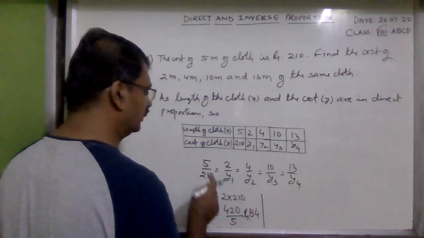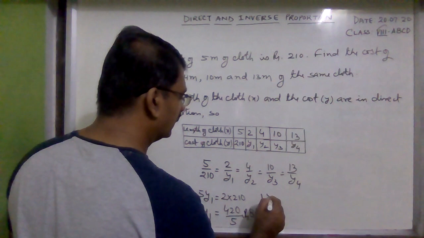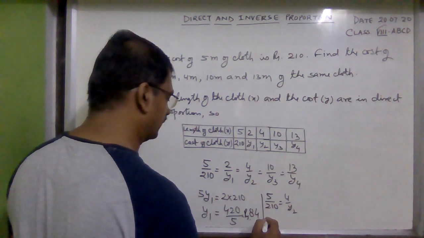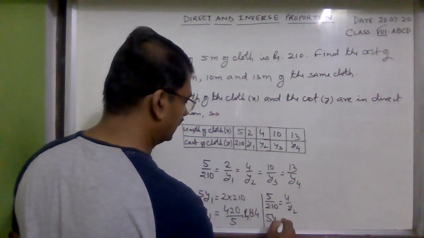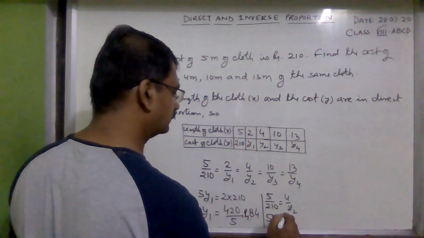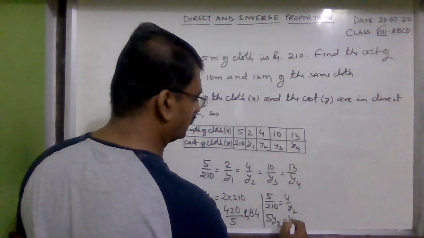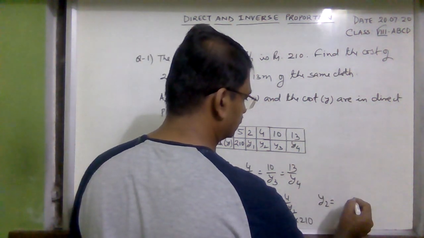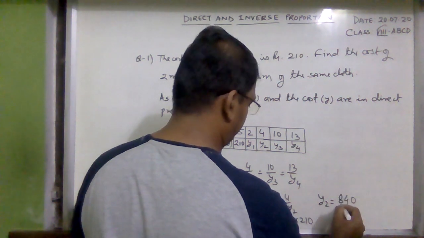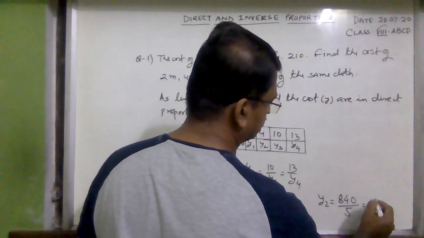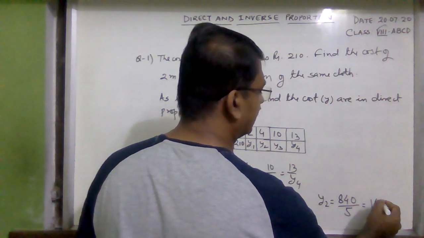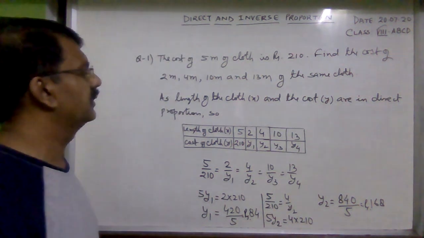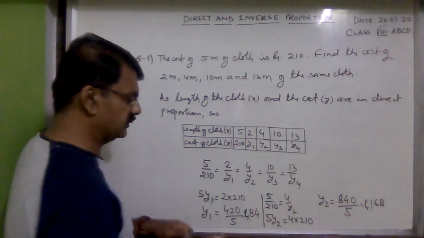Now if you equate the first and the third, 5 upon 210 is equal to 4 upon y2. Once again cross multiply. So 5y2 is equal to 4 into 210, that is y2 is equal to 840 upon 5, 168 rupees. Okay, so the cost of 4 meter will be rupees 168.